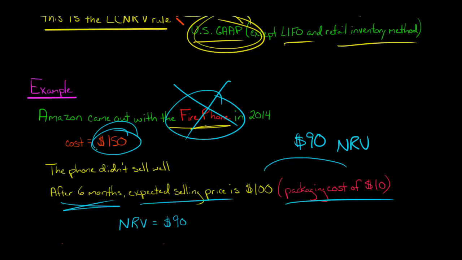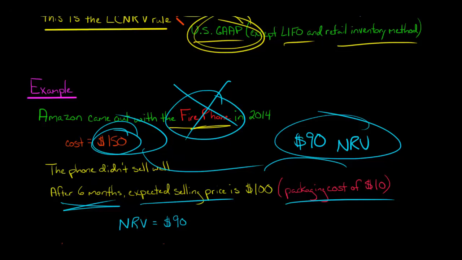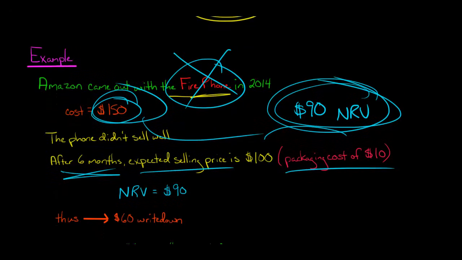So the cost was $150. The net realizable value is $90. If we apply the lower of cost or net realizable value, we compare 150 to 90. The net realizable value is lower, by $60. So Amazon would have taken a $60 write-down. Now, Amazon uses US GAAP, so I'm assuming they use something like FIFO. Again, if they used LIFO, then they'd be using the lower of cost or market rule.